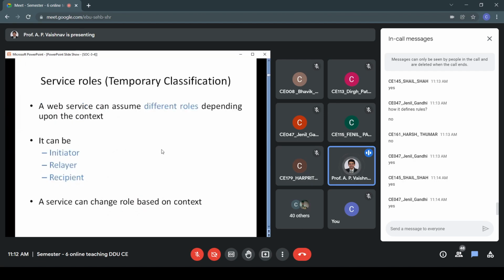So let us start with the first type, temporary classification. A web service can assume different roles depending upon the context, right? So whenever you are sending a message for the first time, can I say that you are actually the initiator of the communication?